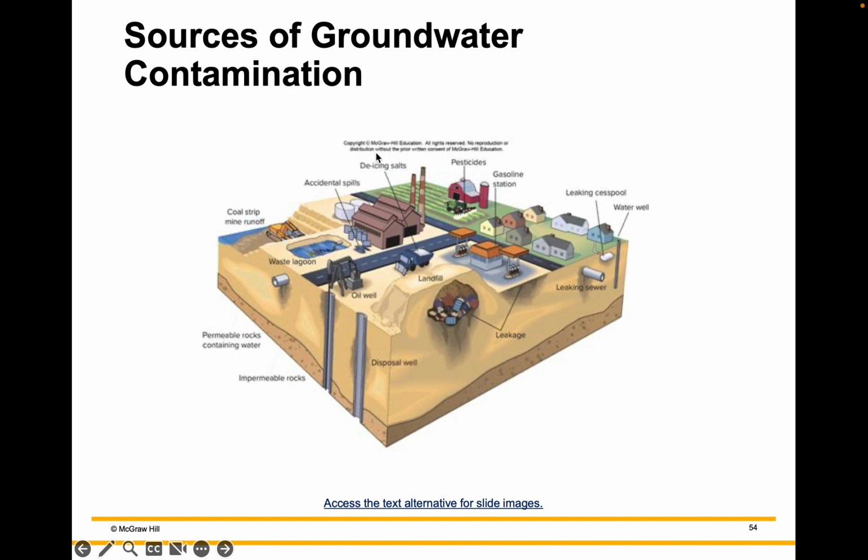All right, and here's a nice little graphic of different sources of groundwater contamination. We can see oil wells. Here's a waste lagoon from a farm, maybe. Coal strip mine runoff, accidental spills, de-icing salts, leakage from a landfill, leaking sewer pipes, leaking septic tank. Here's somebody's water well, pesticides on the farm. There's all kinds of things here, but this is a nice little graphic that puts it all in one place for you.